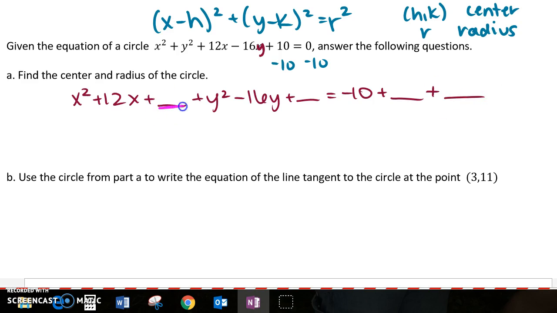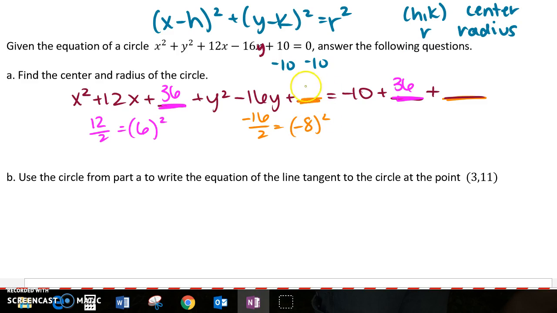Now, as you recall, whatever goes in this blank is also going to go on the other side, because what you add to one side, you also have to add to the other. Same thing goes here. Whatever we put in this blank, we're going to put over here to make sure our equation stays equal. The shortcut way to figure out what goes in this blank is to take this b value and divide it by 2 and then square it, which would give you 36. Again, what you do to one side, you do to the other side. For the y's, you'll have negative 16 divided by 2, so negative 8, and you square that to get you 64. Add it to the other side.